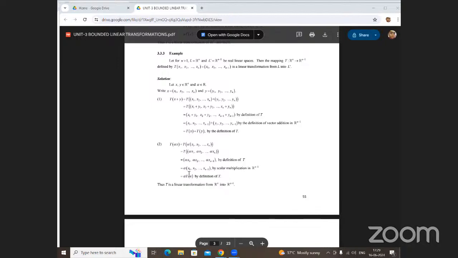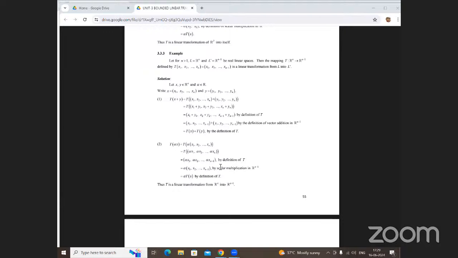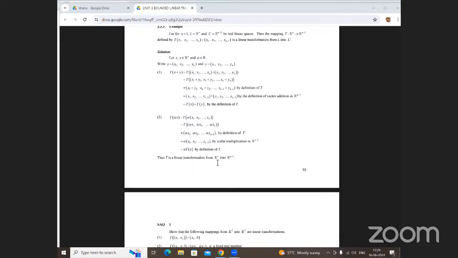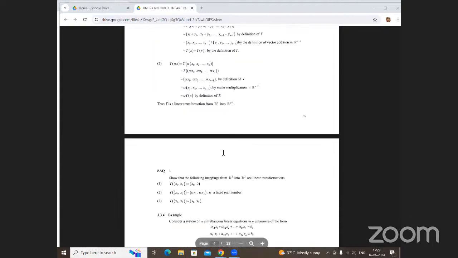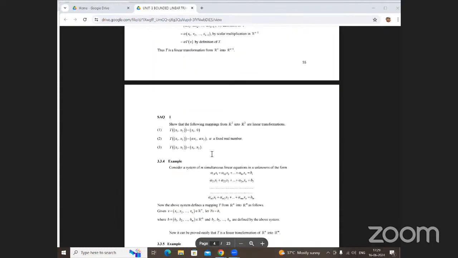So alpha times (x1, x2, and so on, up to xn minus 1) is, by scalar multiplication in R to the power n minus 1, alpha times that value, which is equivalent to T of x by the definition of T. Now T is a linear transformation from R^n into R^(n-1). This is one of the examples of a linear transformation.